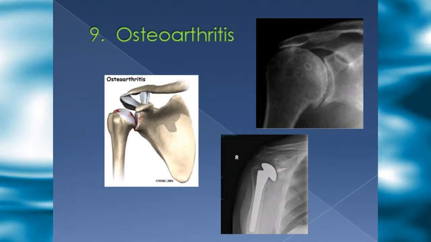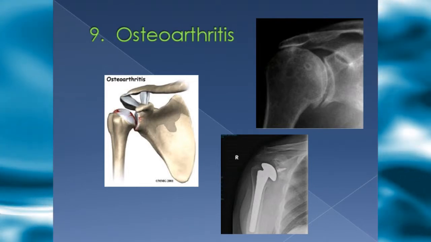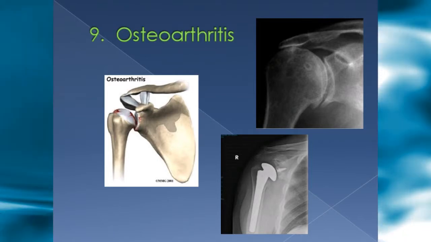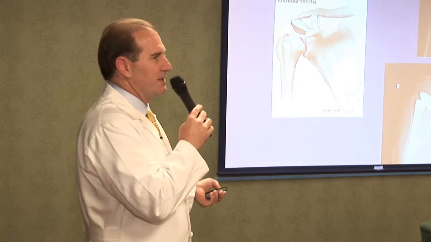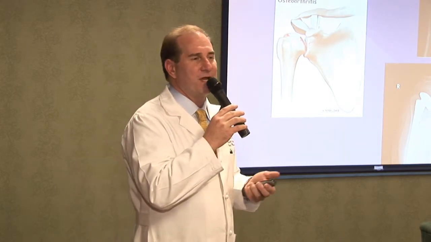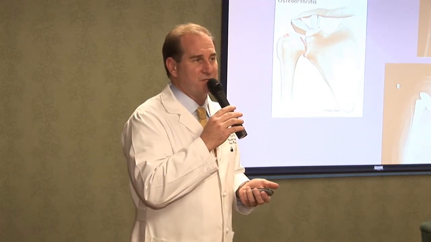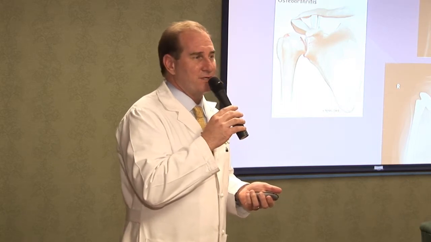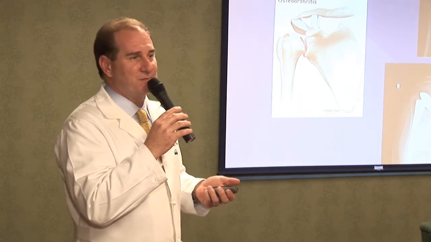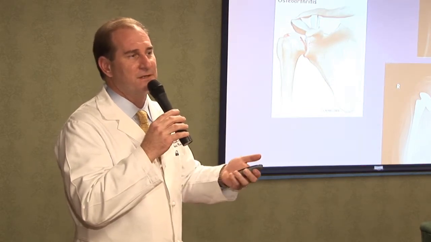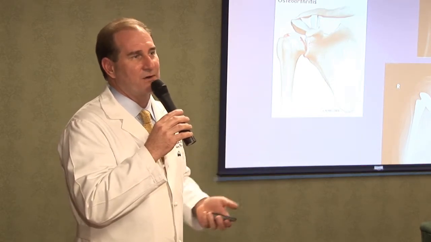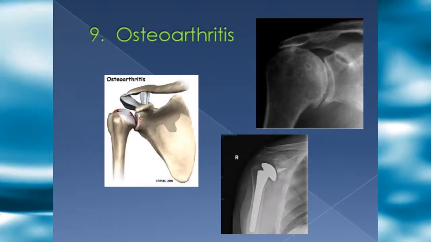But what happens over time is this normally smooth cartilage surface of the ball and of the socket can degenerate or wear out over time, sometimes due to injury, sometimes due to previous surgery, but more times than not just due to simple degeneration, which can be genetic. In other words, if your father or mother or brother or cousin or aunt had arthritis, you're more prone to developing it.